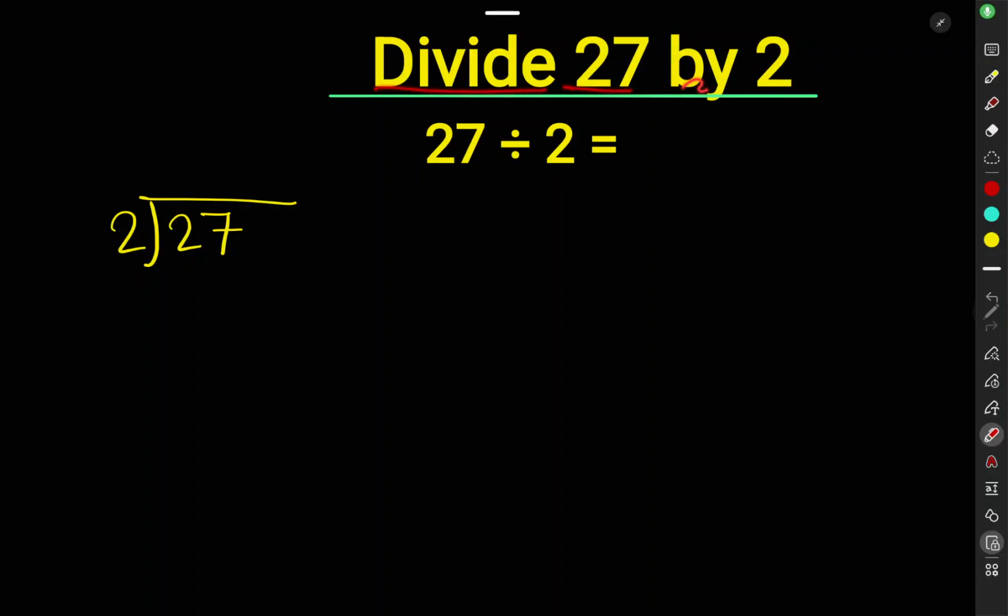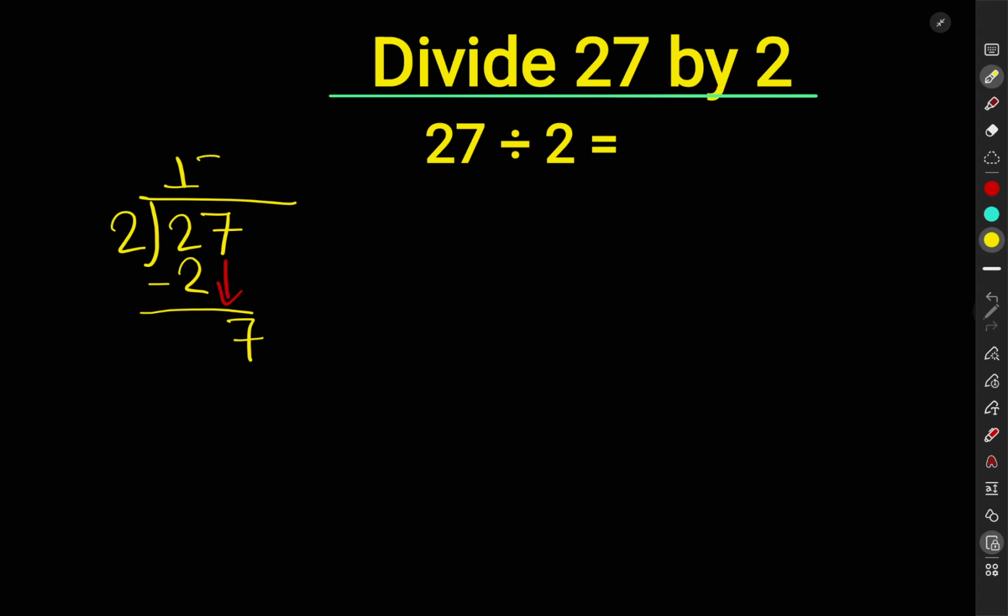Divide 27 by 2. So here we divide 27 by 2 in a long division method. So 2 times 1 means 2. On subtracting we get 0. So now we put down the beside number 7 and we can remove this 0.